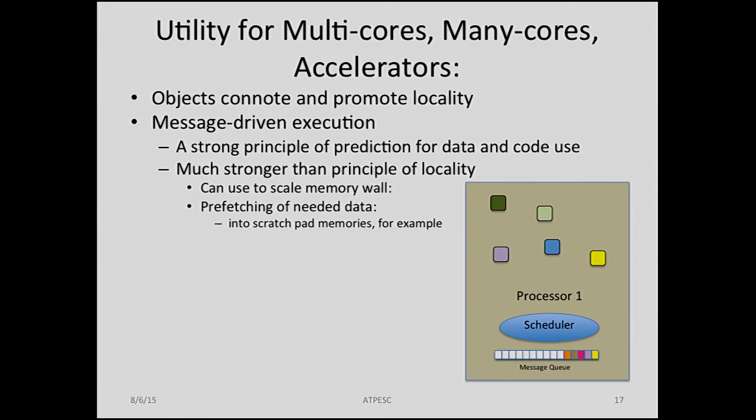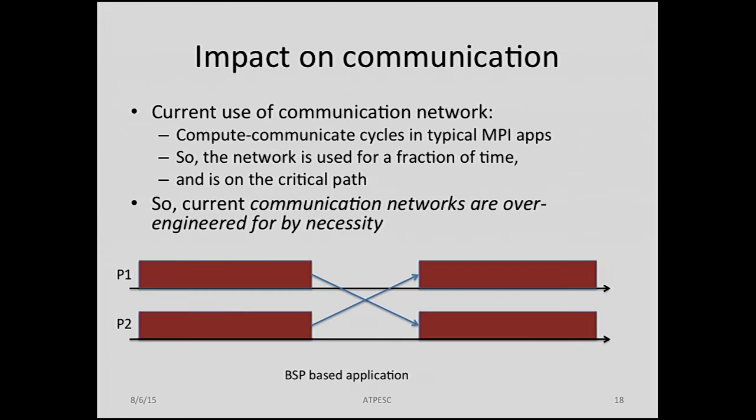Also, message-driven execution gives you a peek at the scheduler's queue. So the scheduler looks at the queue, and it knows not just what's the next thing that it has to do, but the next five things that it has to execute. And for those five things, it can say, oh, this needs that data, that needs that data. How does it know? It knows because of which object the method invocation is meant for. So it can prefetch that object's data ahead of time into the faster memories that are becoming prevalent in a variety of accelerators today. So this is one utility of the model.